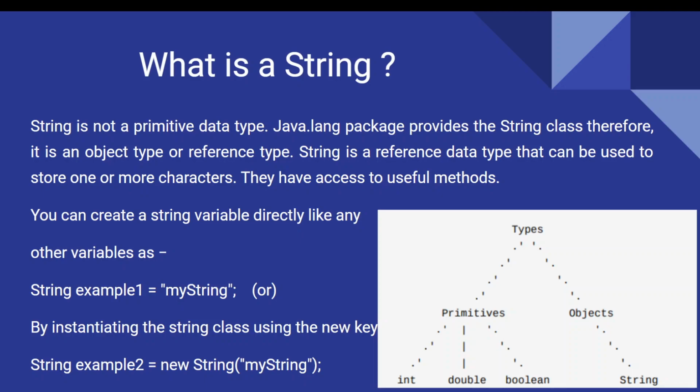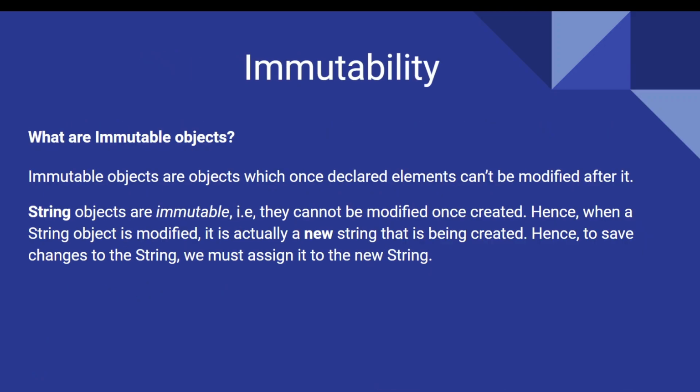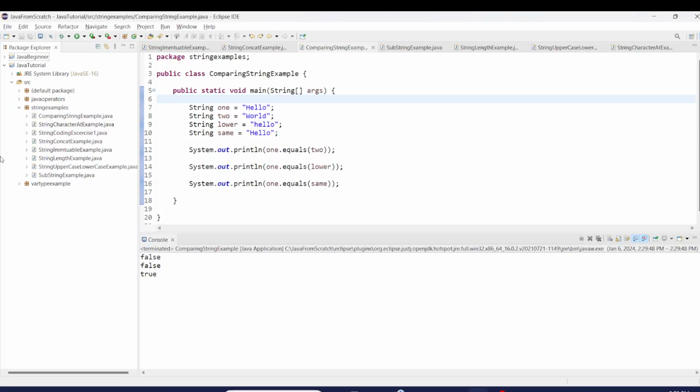Now let's see what are immutable objects. Immutable objects are objects which, once declared, their elements can't be modified. String objects are immutable. They cannot be modified once created. Hence, when a string object is modified, it is actually creating a new string object. Hence, to save changes to the string, we must assign it to that new string object. So let's see that in the example.